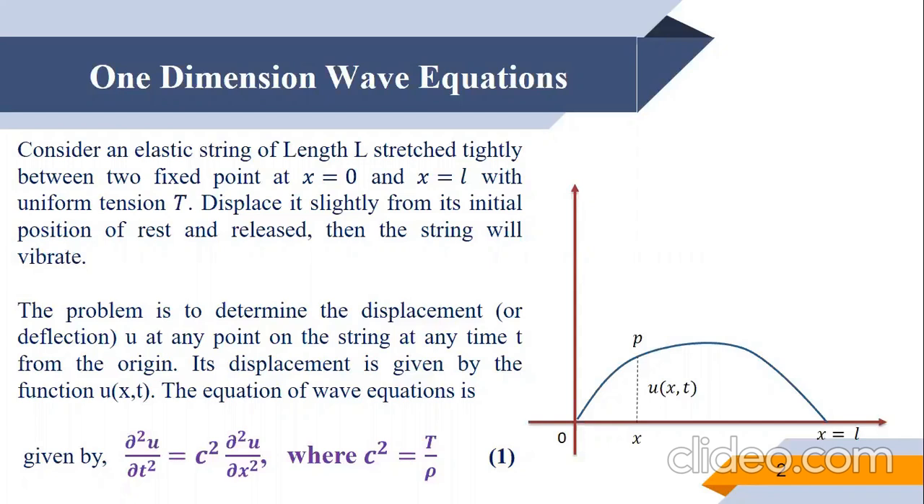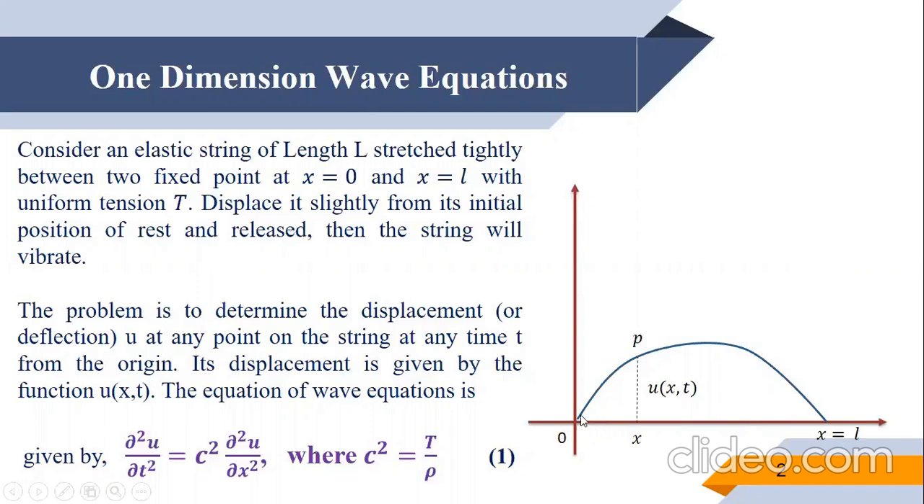So basically, in this type of problem we consider an elastic string of length L which is stretched tightly between two fixed points x is equal to 0 and x is equal to L with uniform tension T. Again, we consider an elastic string of length L which is stretched tightly between two fixed points x is 0 and x is equal to L with a tension T.